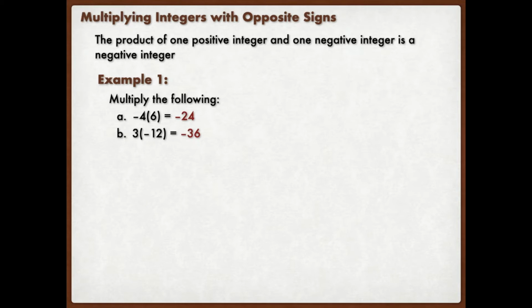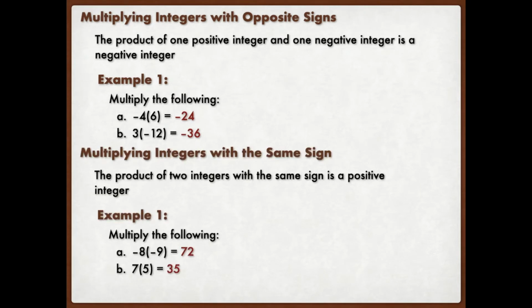3 times negative 12 is negative 36. So we're just multiplying 3 times 12 to get 36, but because 12 is a negative, you add the negative to it. When multiplying integers with the same sign, the product of the two integers is a positive number. So if we multiply positive times positive, of course that's going to be positive. But if we multiply negative times negative, that's going to also be positive.